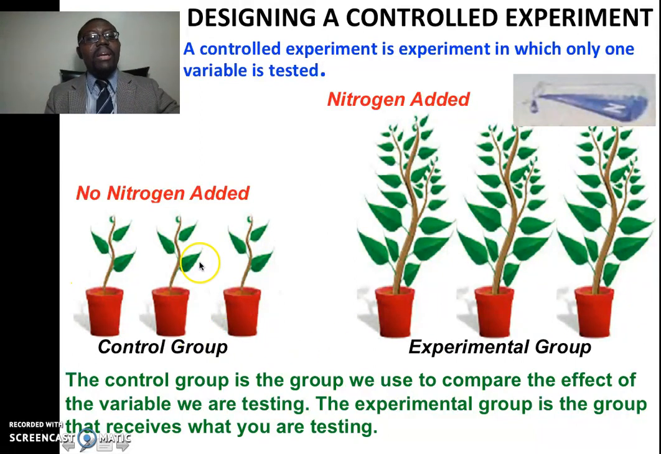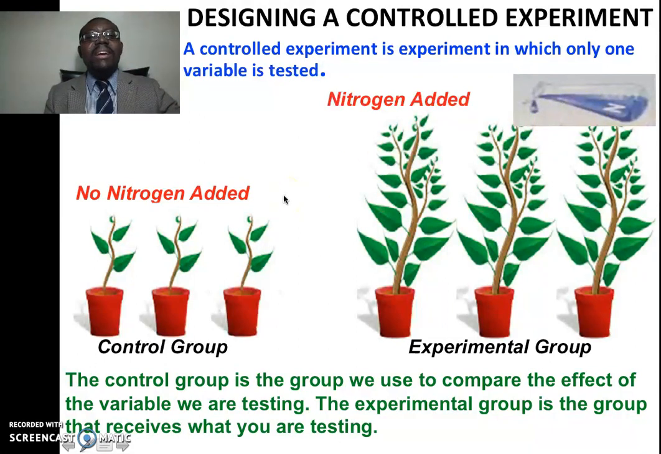You also need to talk about the same type of plant in the control group and also the experimental group. The amount of water we add is the same for both. The same type of plant, also the same amount of sunlight. The only thing we change here is the amount of nitrogen that we add to the experimental group.